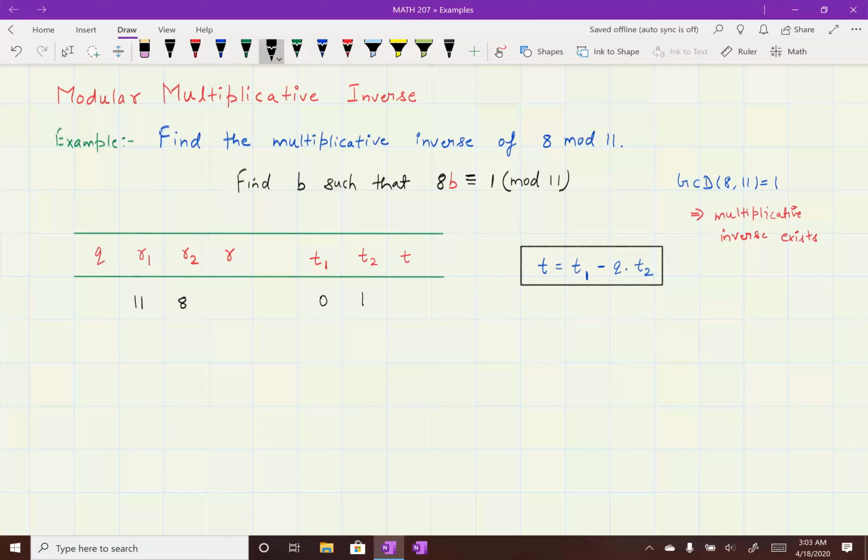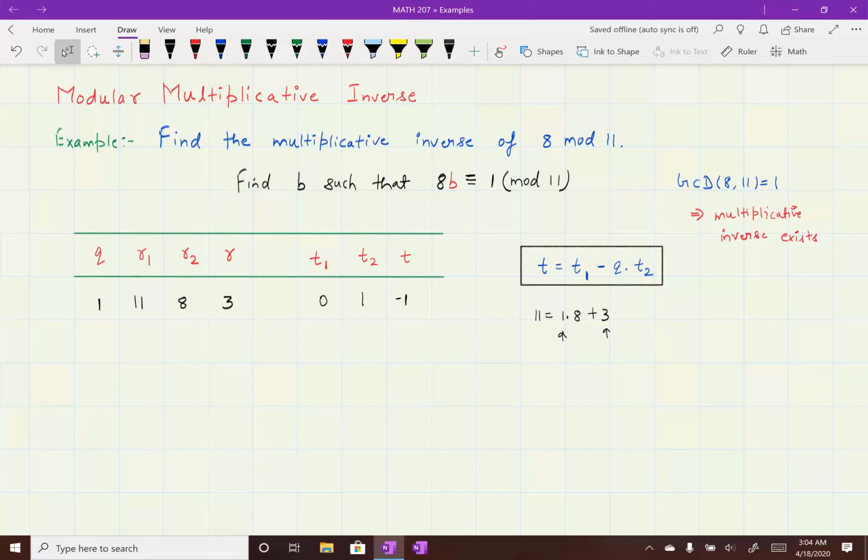For the corresponding values 11 and 8, if I apply my division rule, I can write 11 as 1 times 8 plus 3. So my quotient here is 1 and my remainder here is 3. So the value of q at the first step is 1 and the value of r is equal to 3. To obtain the value of t, I can use this formula where t1 is 0, t2 is 1, and q is 1. So based on this formula, the value of t is minus 1.